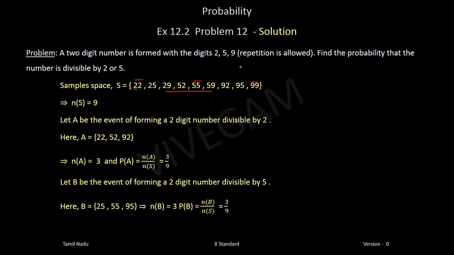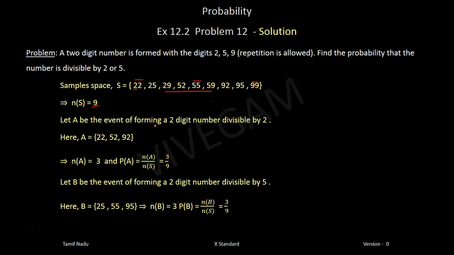Am I right? Another way of doing it: the tens digit can be filled in how many ways? It can be filled with 2 or 5 or 9. So 3 ways. The unit digit can again be filled with 2 or 5 or 9, because repetition is allowed, so also in 3 ways. So it is 3 into 3, 9 ways you will get the number. Count the numbers: 1, 2, 3, 4, 5, 6, 7, 8, 9. That is how you need to verify it also. So n of S is 9.